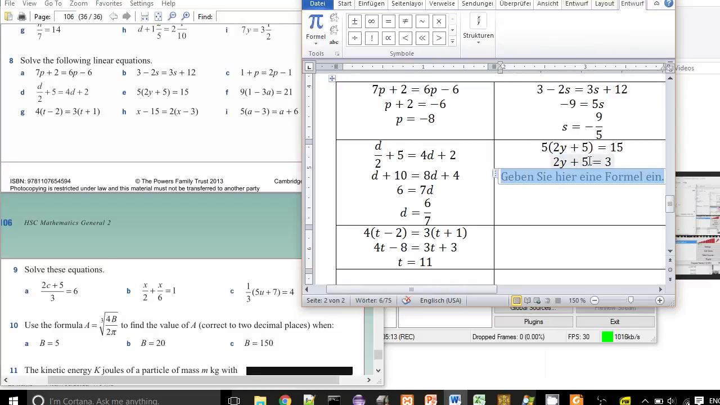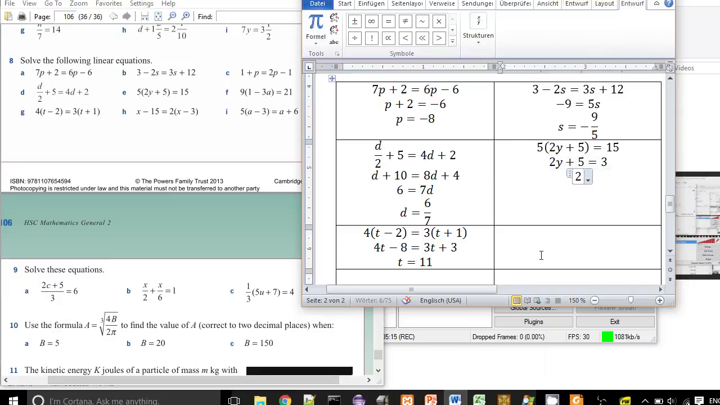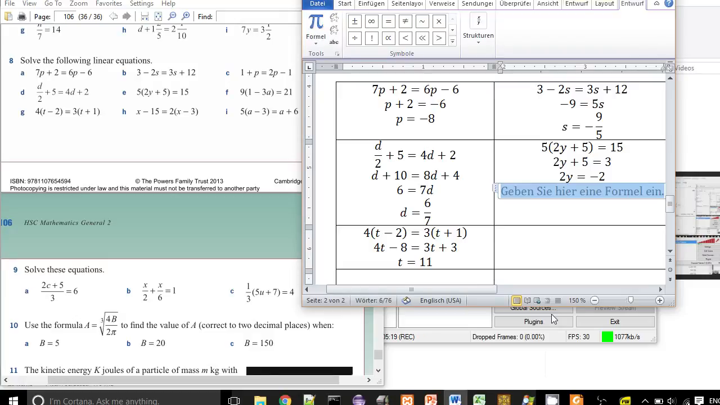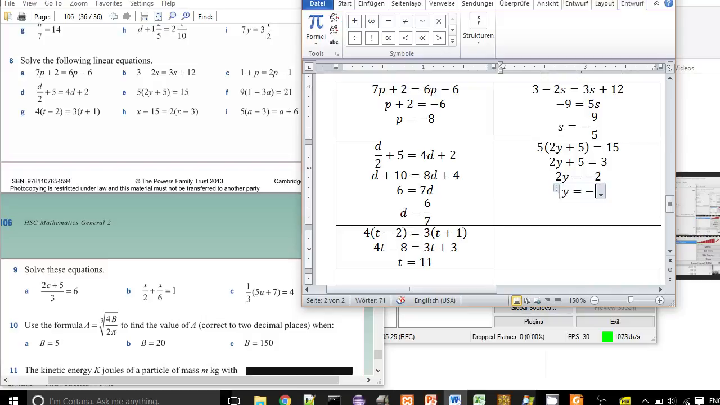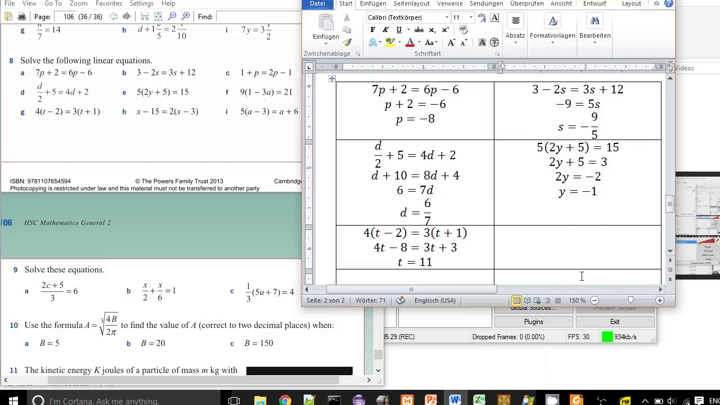Okay, and then minus 5. So 2y. 3 minus 5 is minus 2. And then I need to divide by 2. So y is... 2 divided by 2 is just 1. But it's negative 1. Okay?